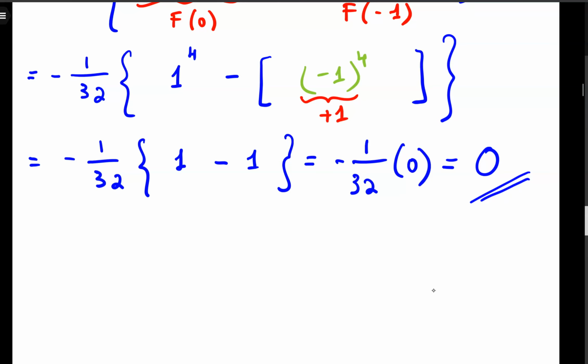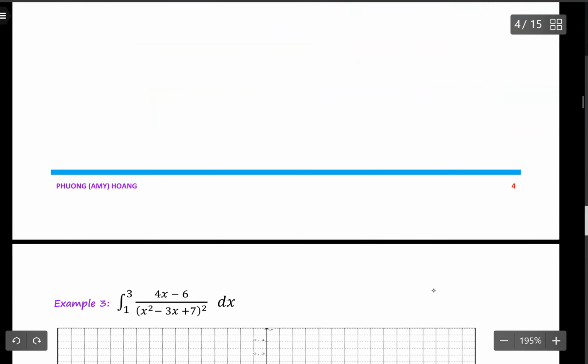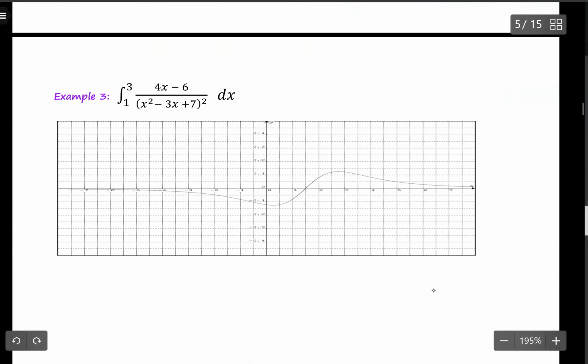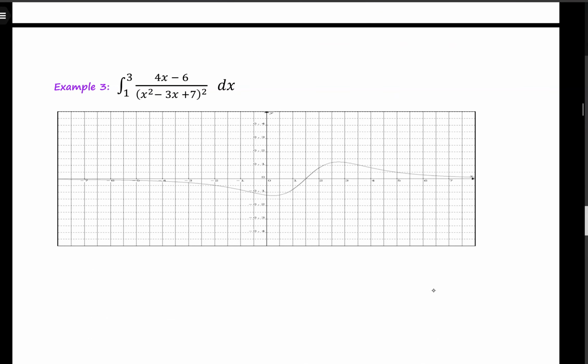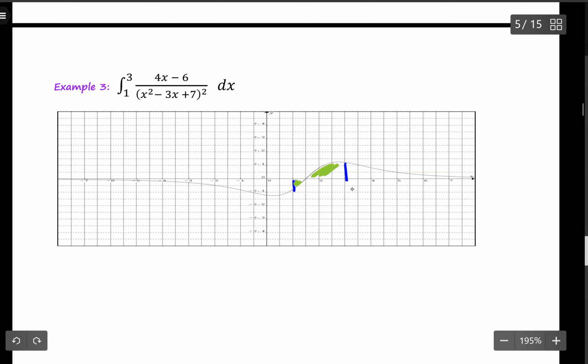Alright, so let's continue on with our next example. In this function, I would like to calculate the area under the curve from 1 to 3. So I will go from 1 to 3. 1, 2, 3. So then my area should be here somewhere.